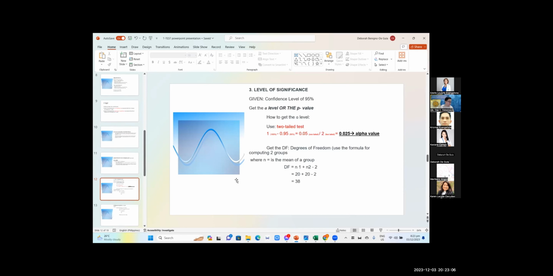So the third step will be to get the level of significance. So given that the confidence level is 95%, we will get the alpha level or the p-value. So how to get it? Using the two-tailed test. So one is actually 100%, and we move the decimal point to make it a whole number, minus the 0.95 or the 95%, which is 0.05. Since we're using the two tails, we will divide that by 2, and the alpha value will come out to be 0.025.